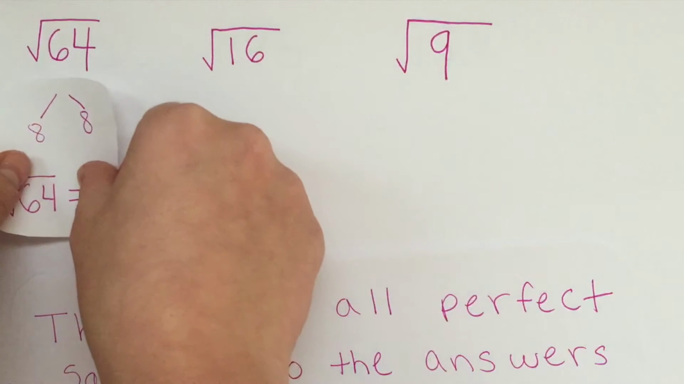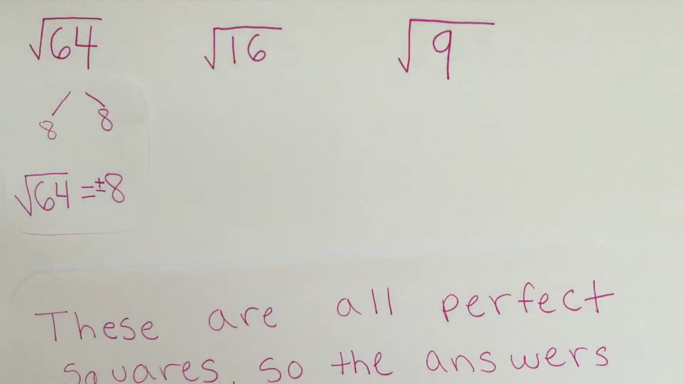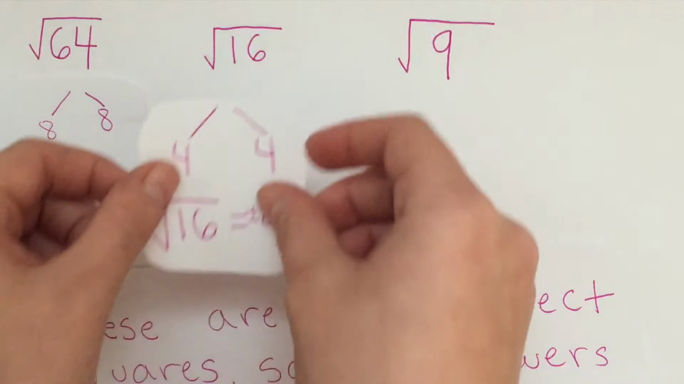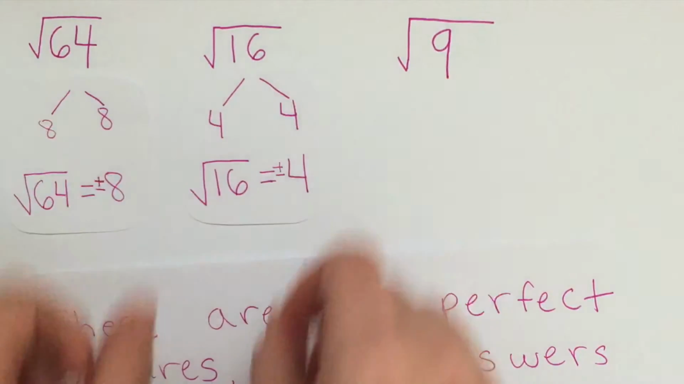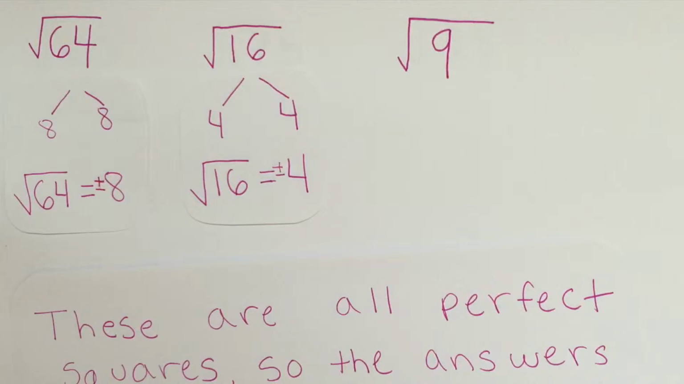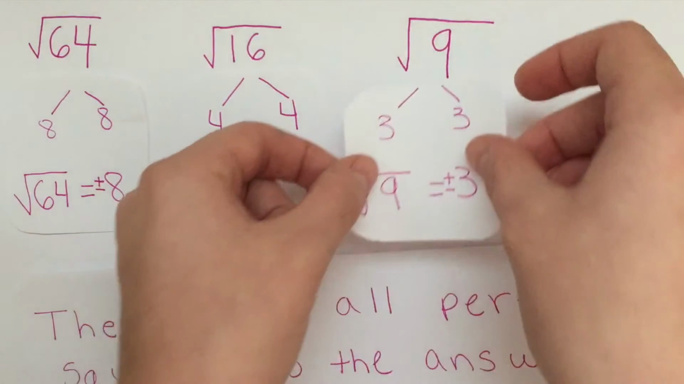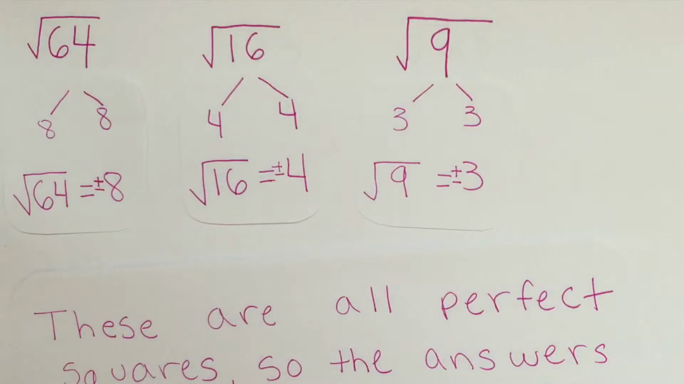The square root of 64 is 8, so you can pull out two 8s. That means that your answer will just be plus or minus 8. The square root of 16 is 4, so you can pull out two 4s, so your answer is plus or minus 4. And the square root of 9 is 3, so you can pull out two 3s, so the answer is plus or minus 3.